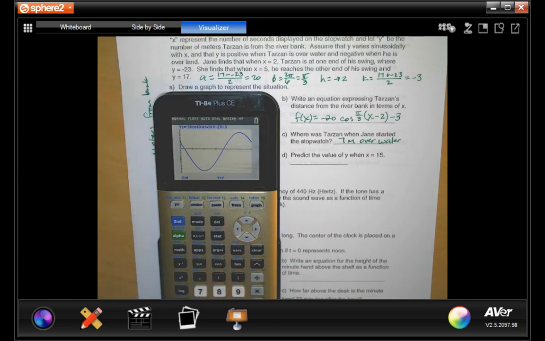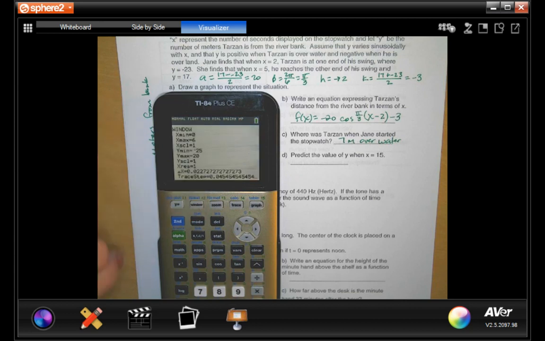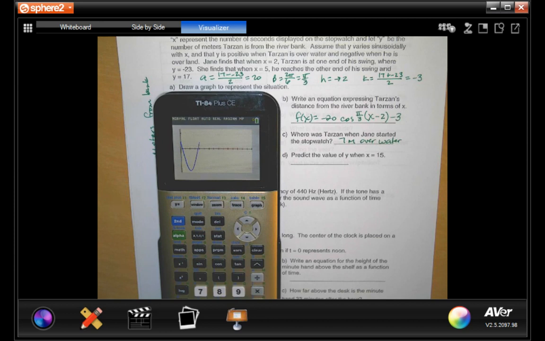So what about D? Predict the value of Y when X equals 15. So this is a good one, because if we press trace and type in 15, I get an error. Why? We have to change the limit. Yeah, we didn't go out that far on the window. So if I go out further on my X's and then wait for it to graph again. It takes so long. You accidentally type in the wrong equation, and then waiting, you're like, I know what is wrong.